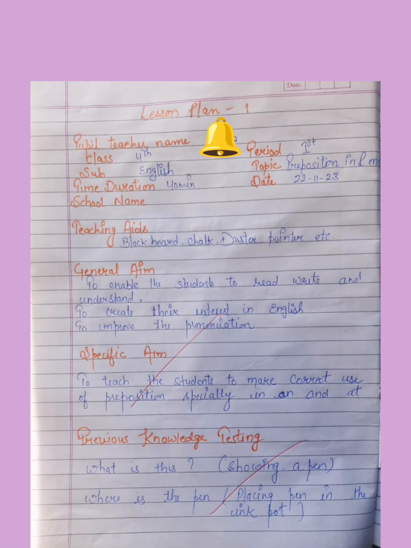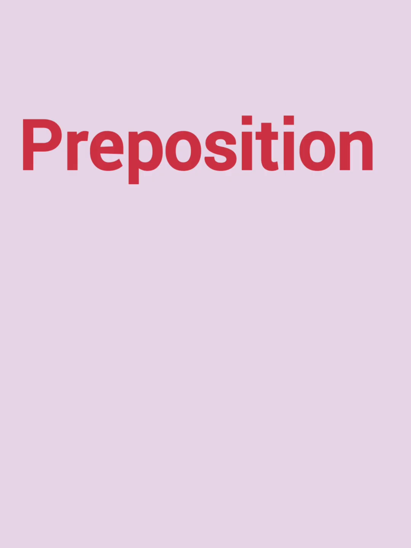Today our discussion topic is English lesson plan: preposition. First of all, pupil teacher name, class, subject, time duration, school name, period, topic and date. And then teaching aid, general aim, specific aim and previous knowledge testing.